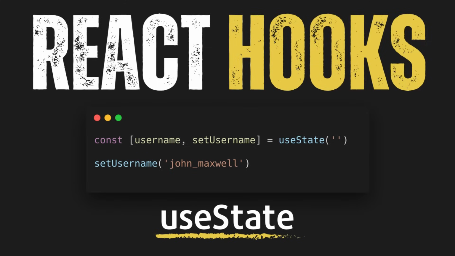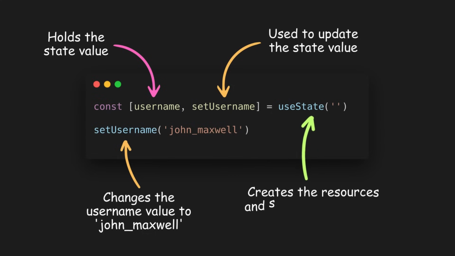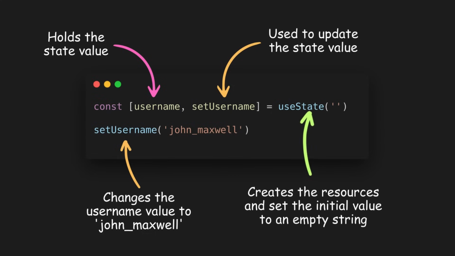Today, we are going to be talking about the useState hook. useState is a hook in React that allows you to manage states in your components. It takes two arguments, the initial state and a function that updates the state. You can call the setState function with the new state value to update the state.